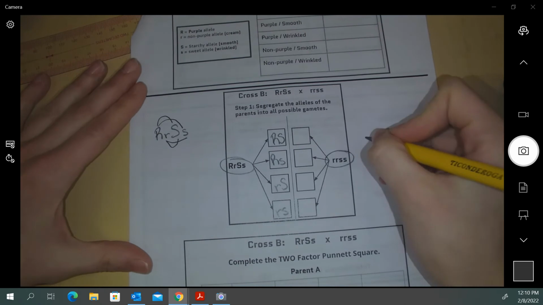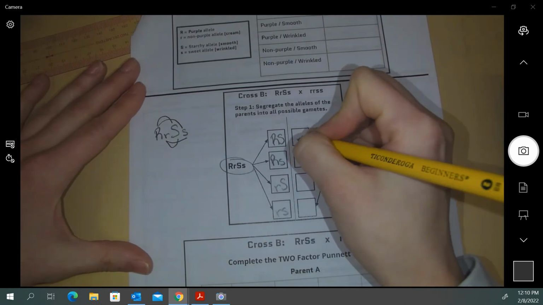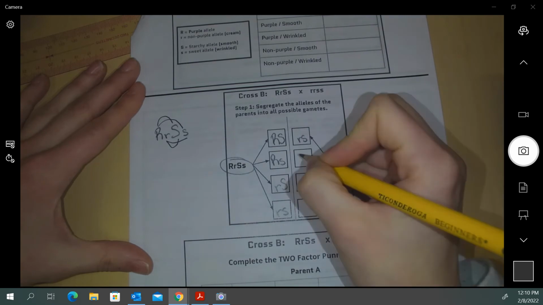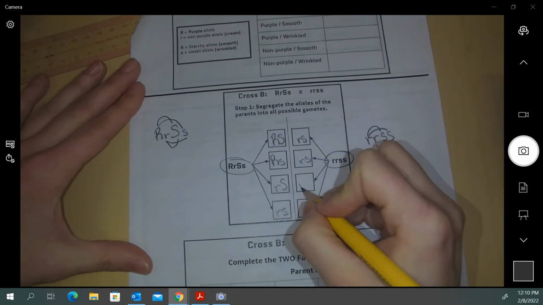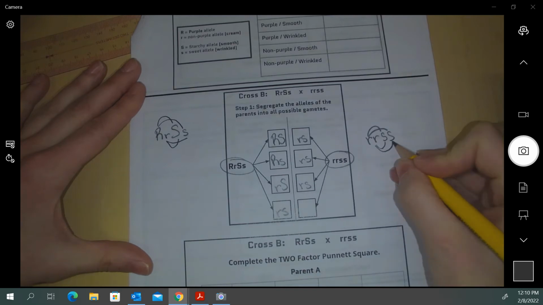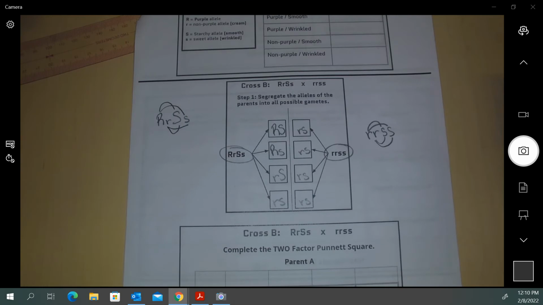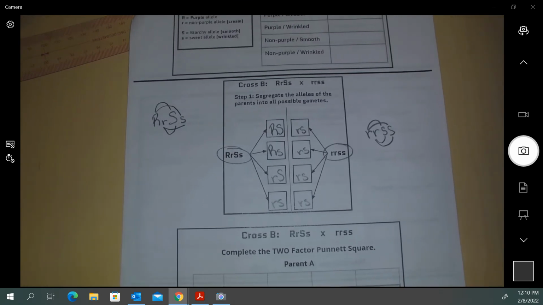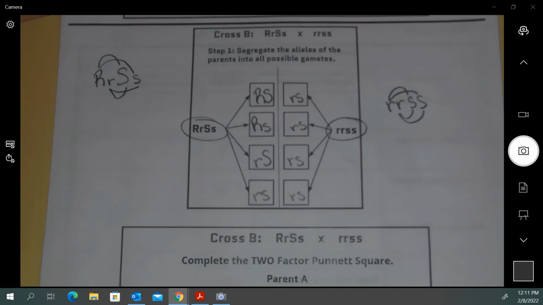On my other side, I've got r, s. I've got r with little s. I've got r with little s again. Looking at this little r, I've got little r with little s, and little r with little s again. So this is how our segregation should look. We should have had these values.